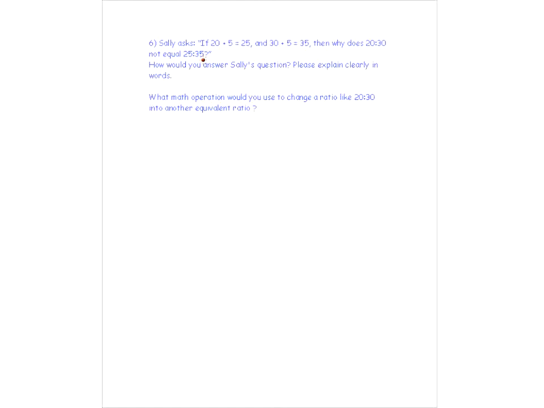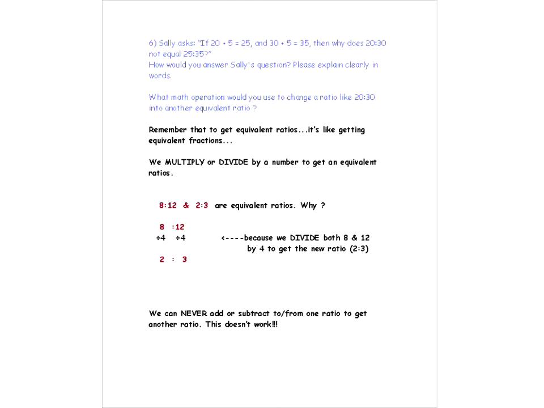There's a question, eh? I wonder why. Well, to help us with this, let's think about something for a sec. What math operation would we use to change any ratio like 20 to 30 into an equivalent ratio? Think about equivalent ratios. What do we do to them to take one ratio to produce another ratio? What kind of math operation do we use?